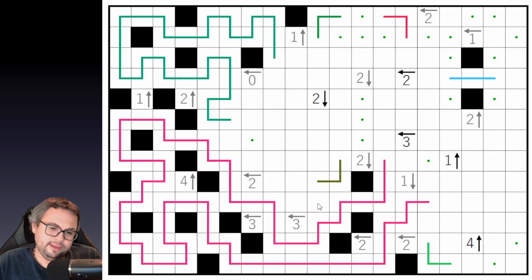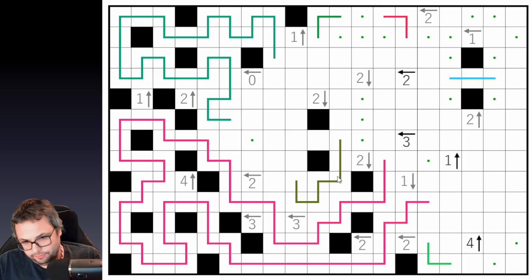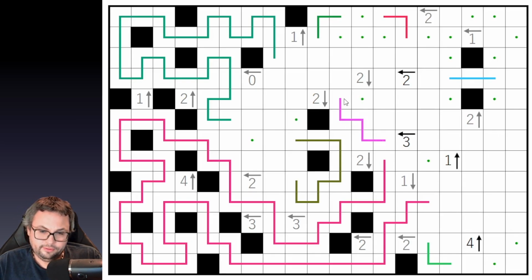If either of these two cells is shaded, the other becomes a corner. So if that's shaded, that's a corner. If that's shaded, that's a corner. Can't do that. So that always ends up going like that. And now I've got another 2, which forces that up there. This needs to go through there. This is a corner now. This is a corner. This is a passageway, corridor, whatever you want to call it.